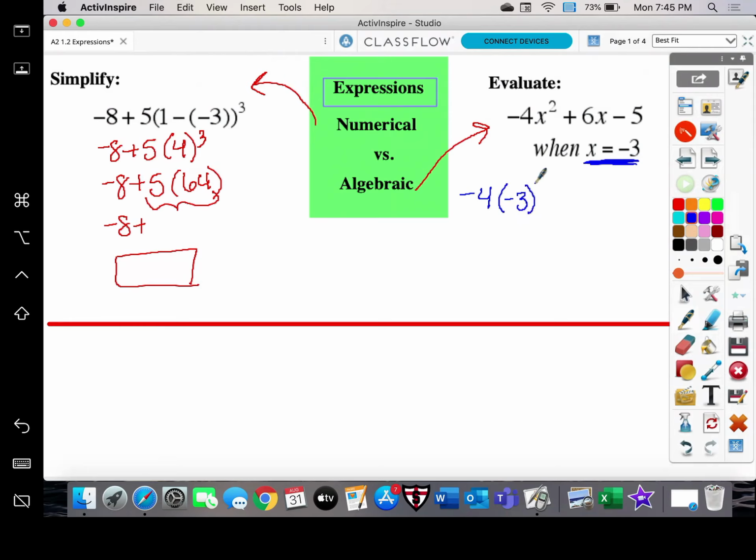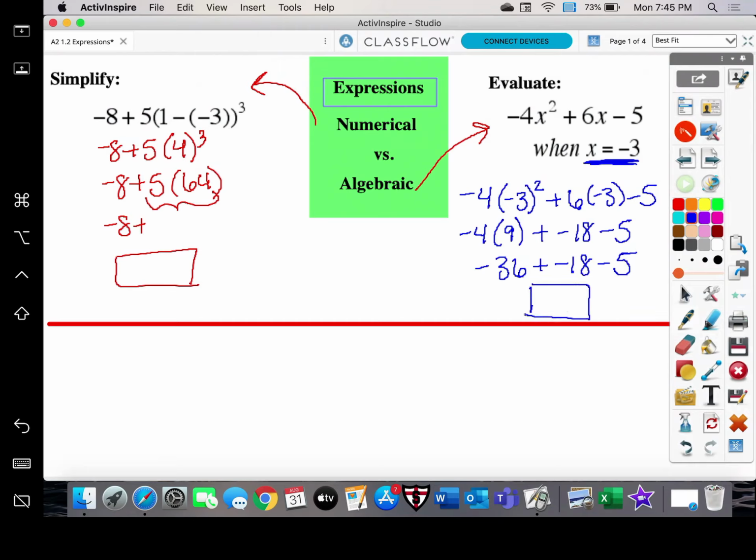So negative bases always go in parentheses, so make sure you have negative 3 in parentheses. And then we simplify. So exponents first. We can multiply these two right here. So we get a negative 36 plus a negative 18 minus 5. And again, you can combine those now and get that final answer. So those are kind of what we're doing all of today. You just have to keep in mind what you're doing. Remember, you are not solving anything, you're just simplifying or evaluating.